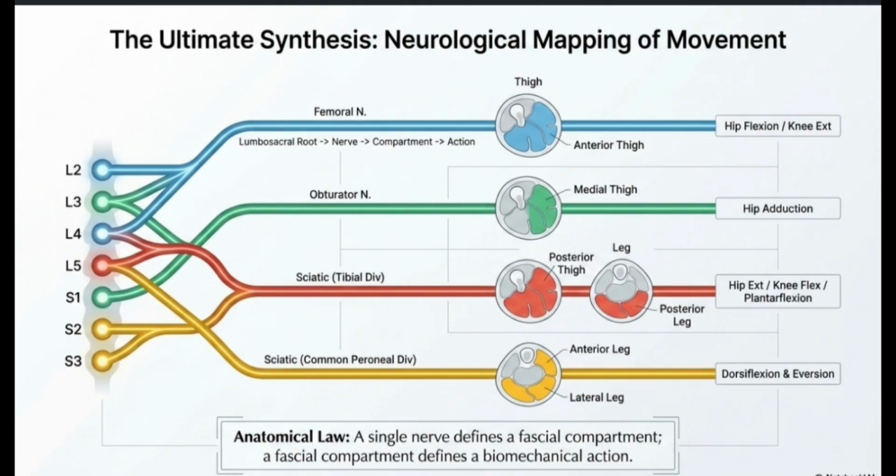We trace the clear pathways: the femoral nerve to the anterior thigh, the obturator to the medial thigh, and the sciatic nerve, branching into tibial and peroneal divisions to control everything below the knee. This elegant map confirms the definitive anatomical law displayed at the base of the slide. One nerve defines a specific fascial compartment, and one fascial compartment defines a specific biomechanical action.